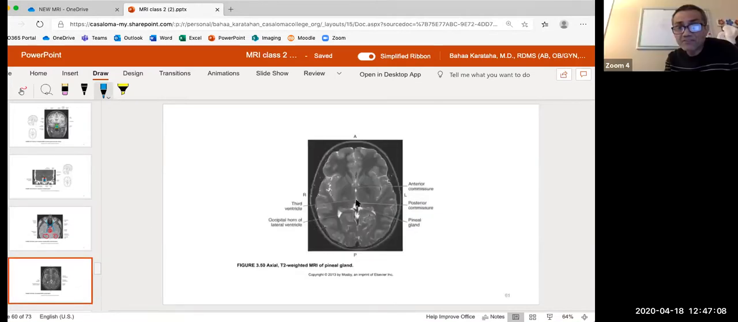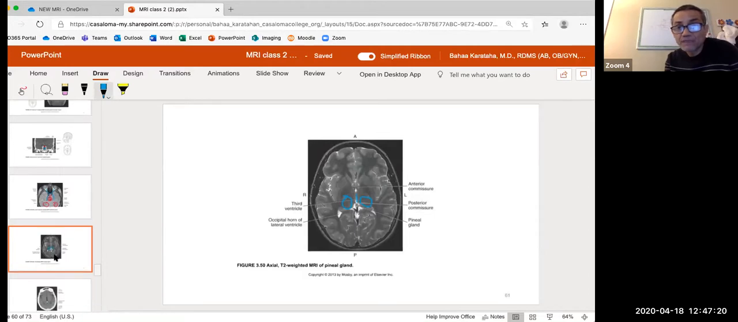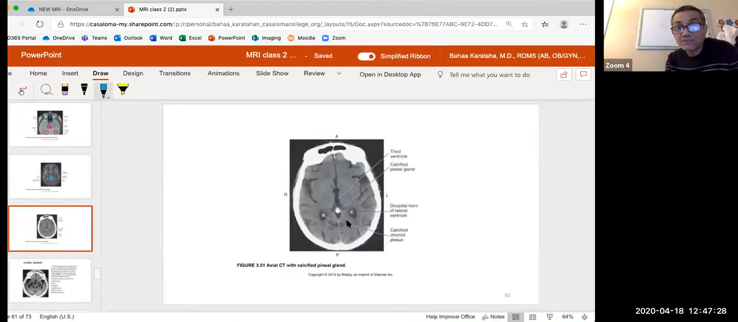This is my third ventricle. If this is the third ventricle, that means this is for sure my thalamus. Posterior to the thalamus, you're going to see the pineal gland. Over here, that's the pineal gland in between them. Same, you could see it over here.